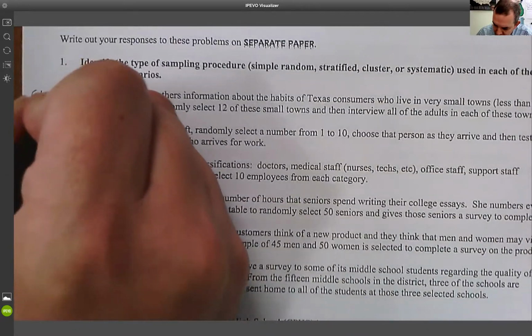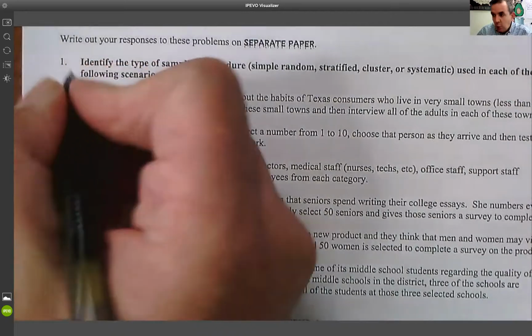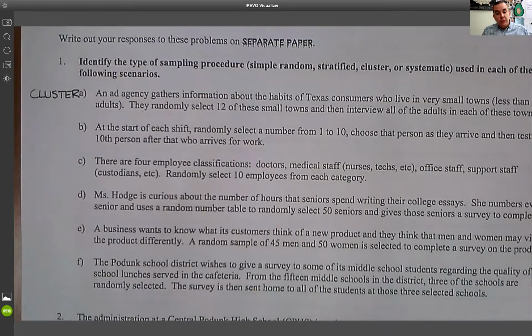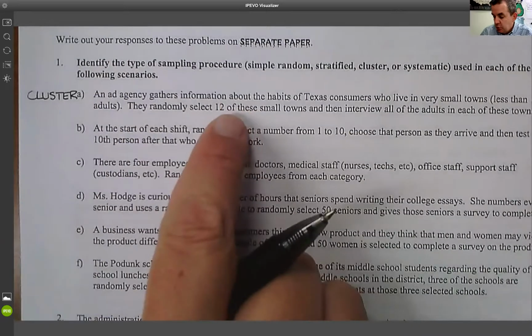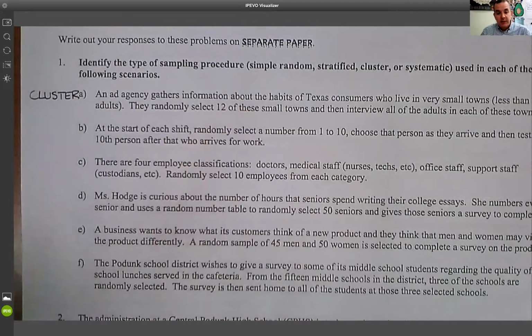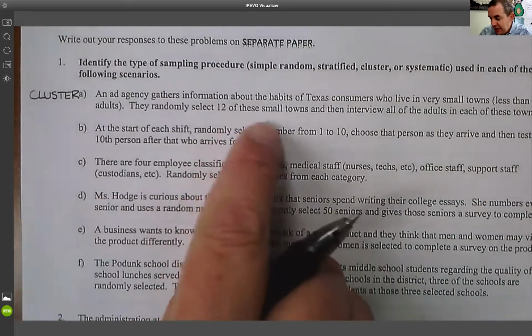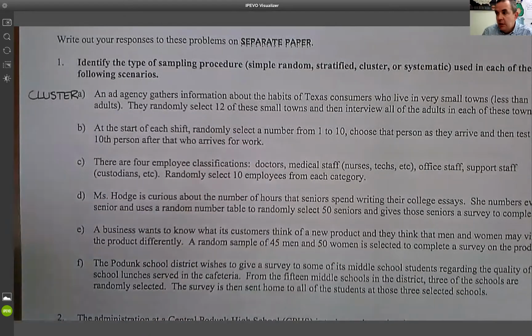Basically, what a cluster is: you randomly select one kind of group, and the idea is that that group is heterogeneous, basically that they're different enough. So we picked 12 towns and then everybody in it. So we got all those people, but we only selected 12 towns. So each town was the cluster.